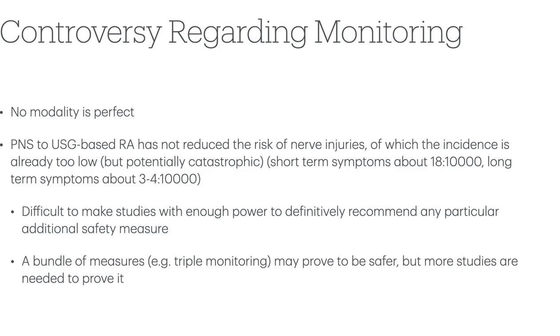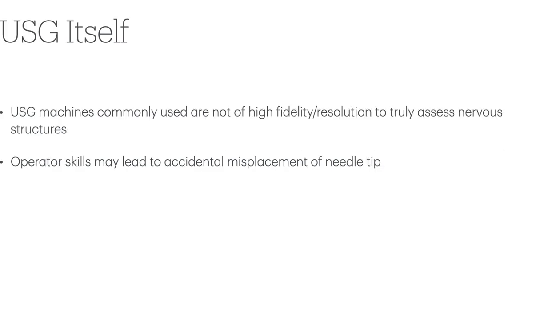So if you know anything about statistics, if the incidence is already too low, it's very difficult to design a study where you have enough sample size for it to have enough power to say that one recommendation is better than the other. And then you have some people saying, okay, if that's the case, why don't we just do triple monitoring? I think the jury is still out as to whether it really improves outcomes and whether it really warrants to be used, because you can have false positive, you can have false negative, and I'll talk about this. So we have moved away from peripheral nerve stimulator-based RA to ultrasound.